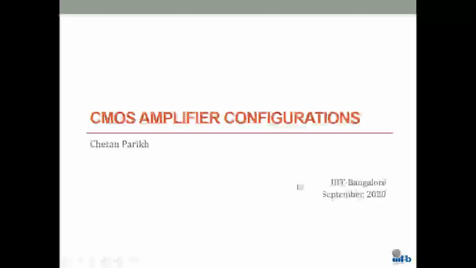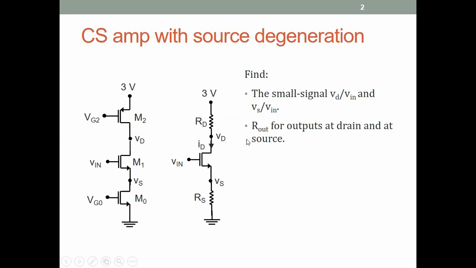So this lecture will look at two more amplifier configurations, the common source amplifier with source degeneration and then the common source amplifier with a diode connected load. We'll focus on the AC characteristics because we've already studied the DC characteristics earlier on. So here is the common source amplifier with a resistive load and a source degeneration, which means that there is a resistance in the source branch also.